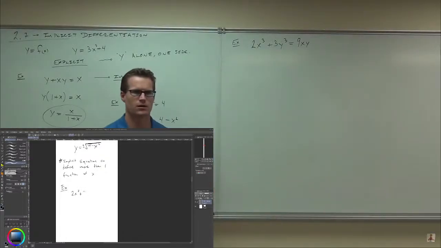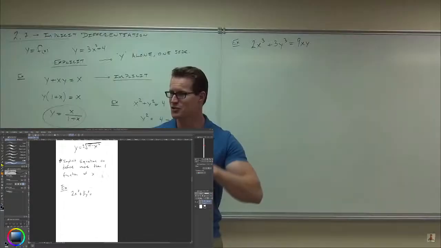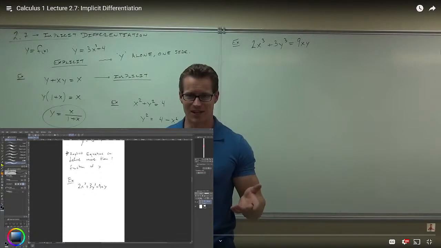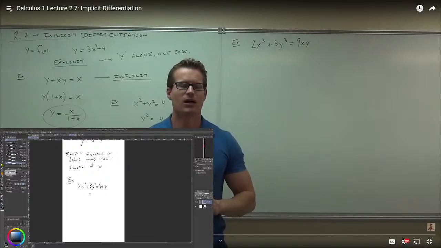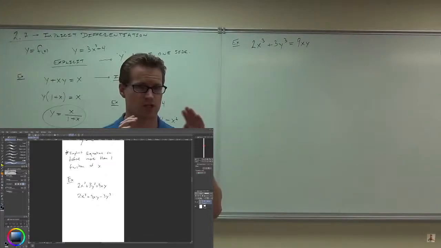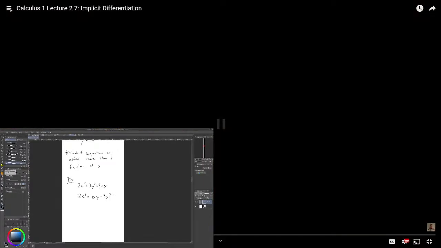Would you say implicit or explicit? What do you think? Implicit. Super implicit. You agree that is implicit, right? Okay, good. You move negative 3y over to the other side and then factor out a y. Divide. Could you solve it for y? Could you solve it for y in such a way that it's y by itself equals a function of x? Let's see.